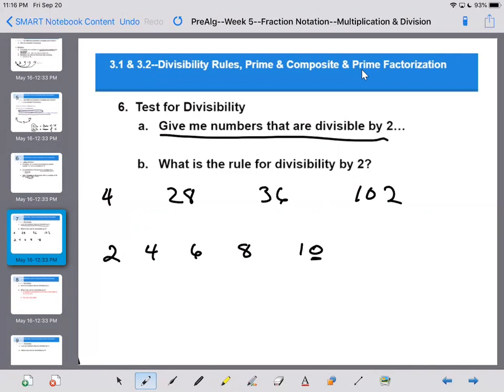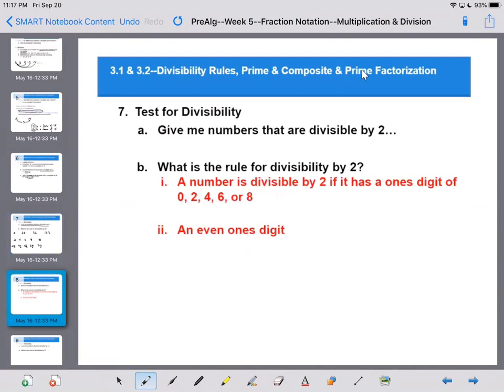Let's look at 22, 44, 56, 68, and 70. Look at all these numbers. We know we can divide these by 2, but look at the ones digit: 2, 4, 6, 8, and 0. So the rule for dividing by 2 is, if the ones digit has any of these numbers, we know it's divisible by 2, and also we know it's an even number.